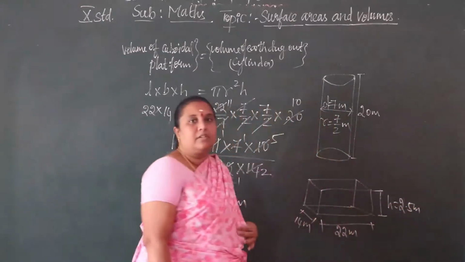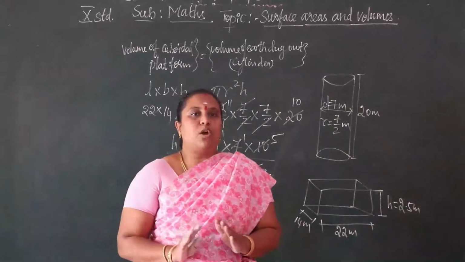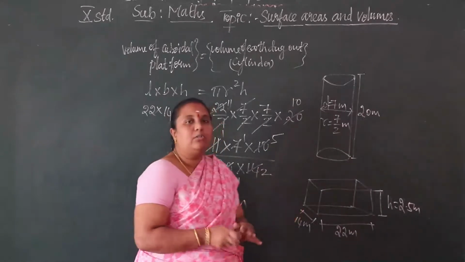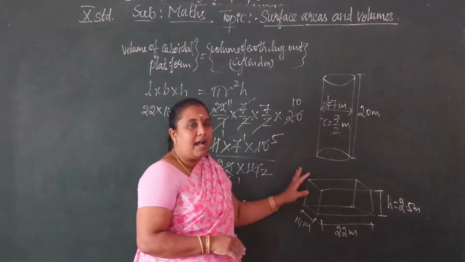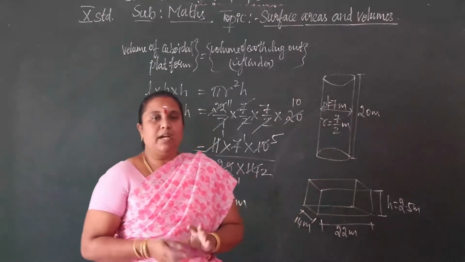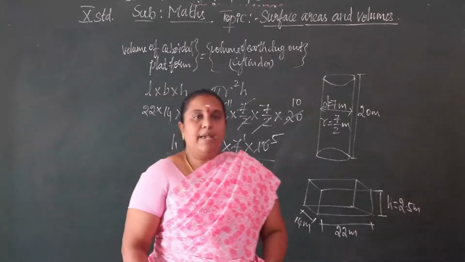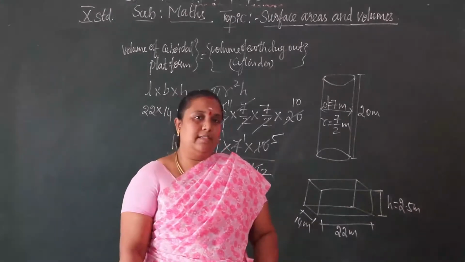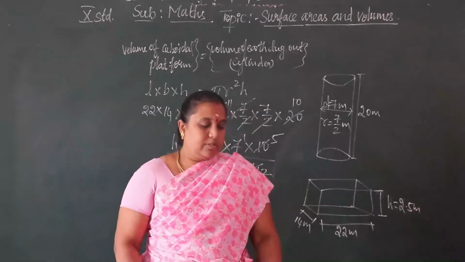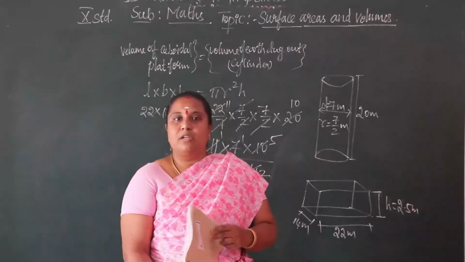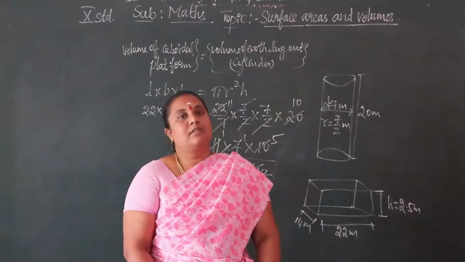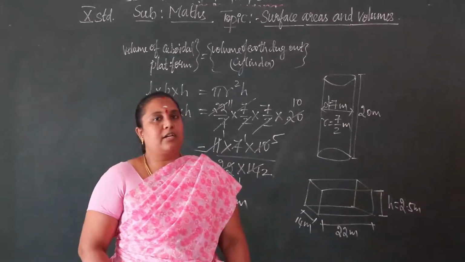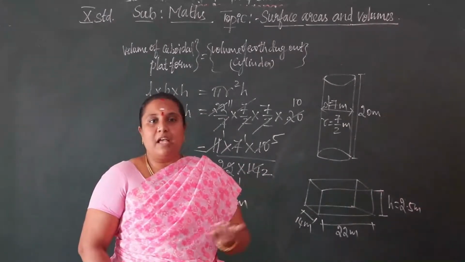Understood, children? We have to compare the volumes of two solid shapes and find out the measurement they are asking in the question. Based on this, you have exercise problems and example problems. So try it yourself in your books. Cross check your answers. I am sending the notes to your WhatsApp. Write down neatly in your classroom and practice the problems every day.